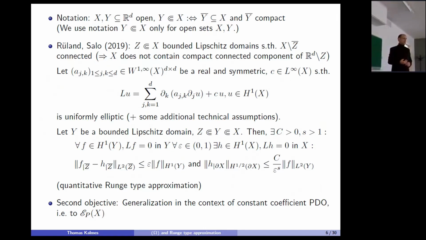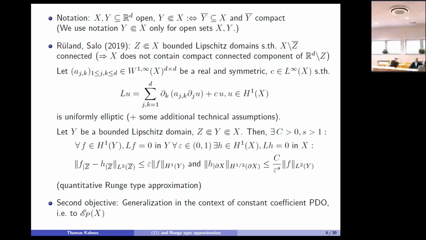All right. Maybe a second question. How strong is this assumption that the matrix map should be symmetric? Is it like a crucial condition? No, this is, I think this is just, without restriction, you can say that this should be symmetric. Of course, this W1 infinity is crucial, and the uniform ellipticity. Yeah. Any other questions, remarks?